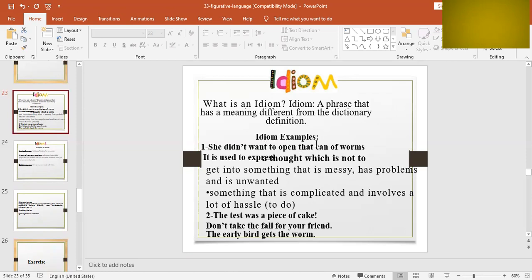Idiom examples. Now, I want to remind you of some idioms in Arabic. We say, for example, زي ما رحتي زي ما جيتي. Here we mean that you didn't do something useful. But we use these words, زي ما رحتي زي ما جيتي, and we don't mean the literal meaning. We say that you haven't done anything.